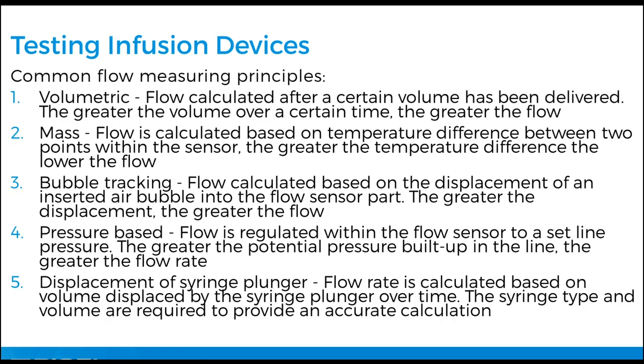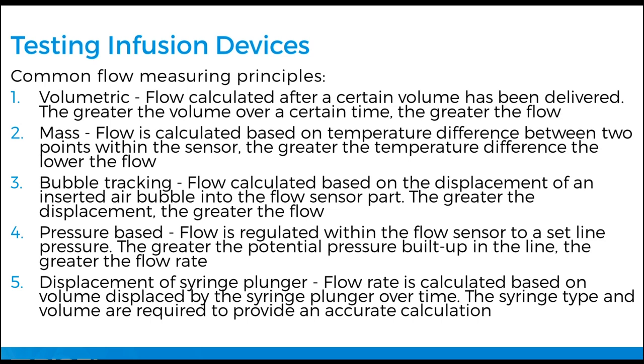So, common flow measuring principles. You've got volumetric, so the flow is calculated for a certain volume that has been delivered, and the greater the volume over a certain time, the greater the flow. Simple mathematics, physics. Mass flow is calculated based on temperature difference between two points within the sensor. The greater the temperature difference, the lower the flow. Bubble tracking, flow is calculated based on the displacement of an inserted air bubble into a flow sensor pot. The greater the displacement, the greater the flow.